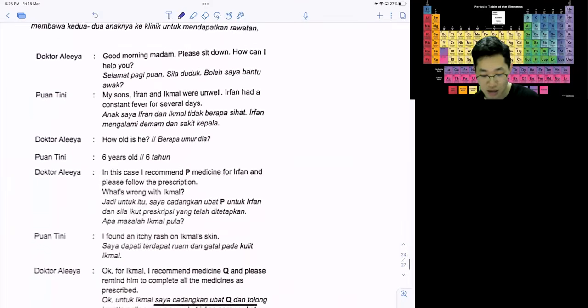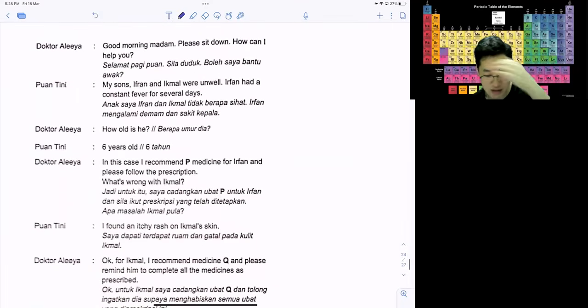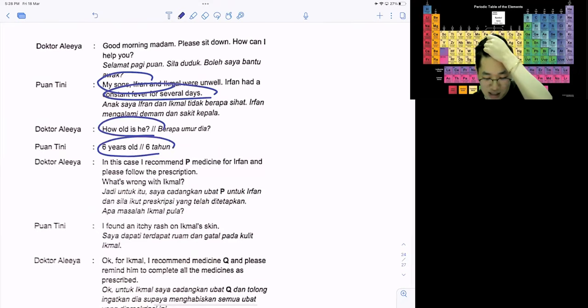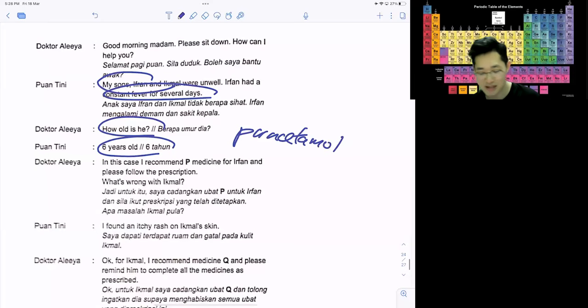Okay, last 2 questions already. My son, A and B, constant fever for several days already. How old is he? Six years old. Paracetamol. You see, I also can become a doctor lah. Paracetamol.